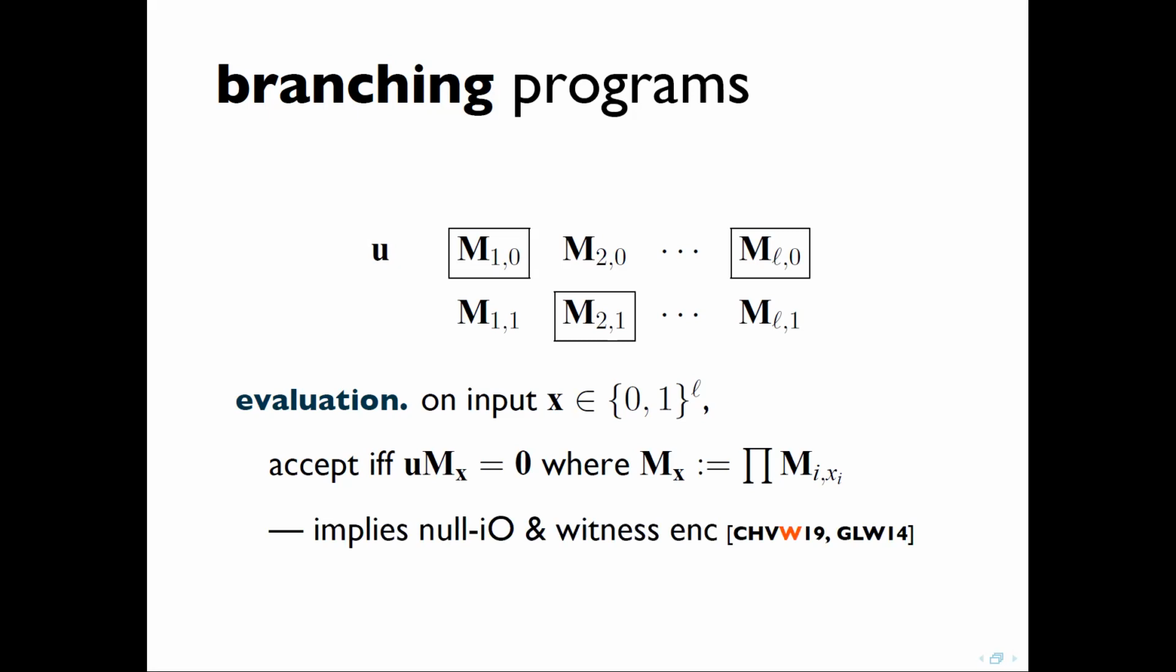If you get the all-zeros vector, you accept, and otherwise you reject. Our prior works already showed that if you can obfuscate this very simple class of read-once branching programs, then with a very small overhead, you can also get null iO for general branching programs, as well as witness encryption schemes for NP.